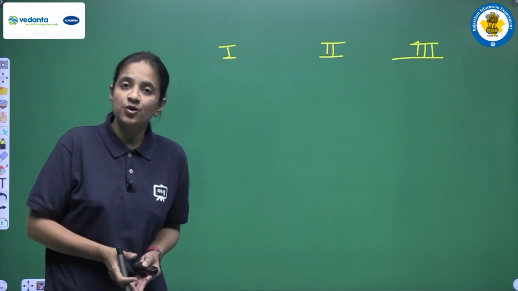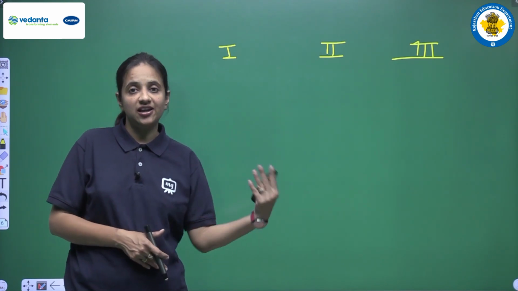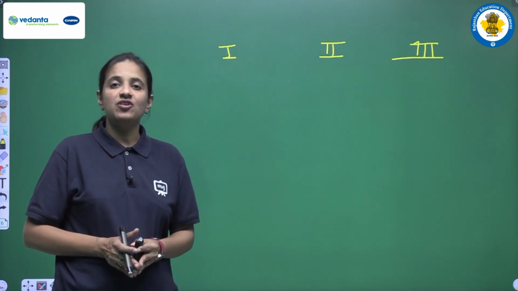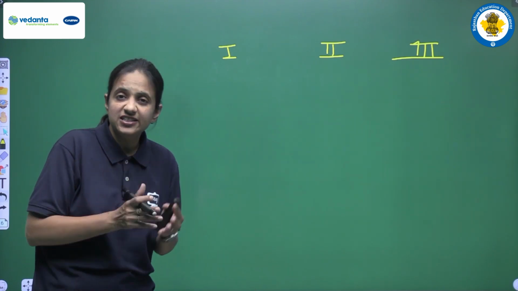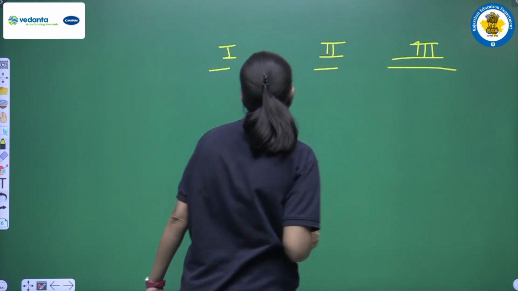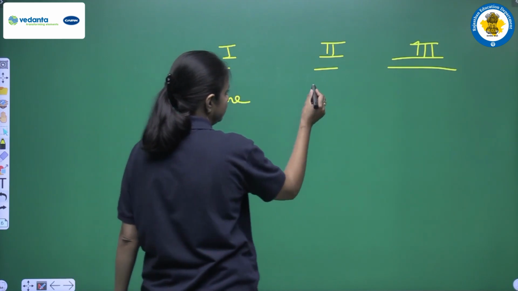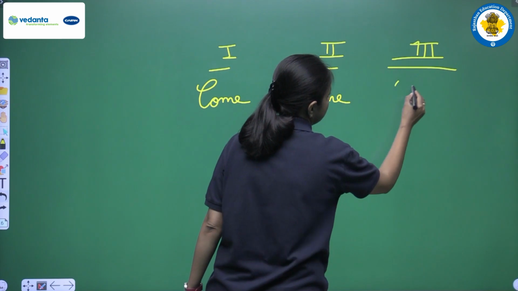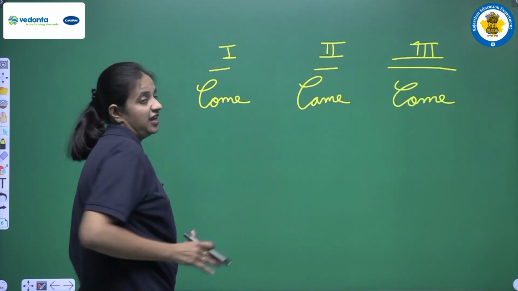So let's see some of the verbs, some of the examples, that what is this second form, third form, what this actually means. Okay, so जितने भी verbs होती हैं उन verbs को हम अलग अलग form में लिखते हैं, second form में और third form में. So let's see some of the examples. Like first, let's see, come. Second form is came. Third form again it will be come. Okay, so it will be come, came, come.